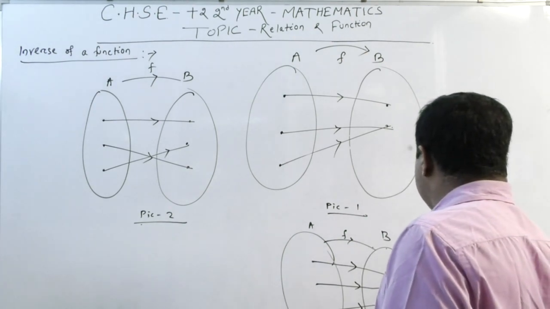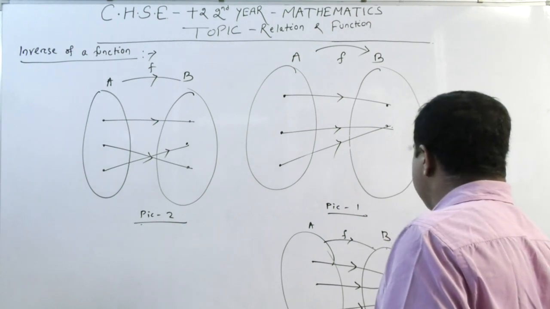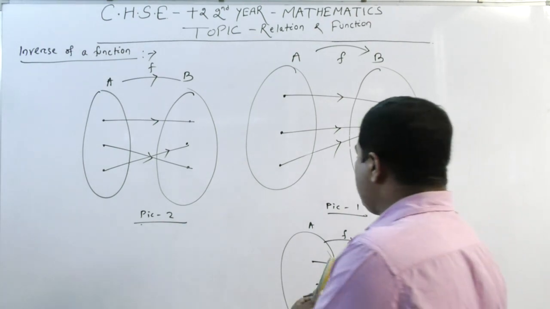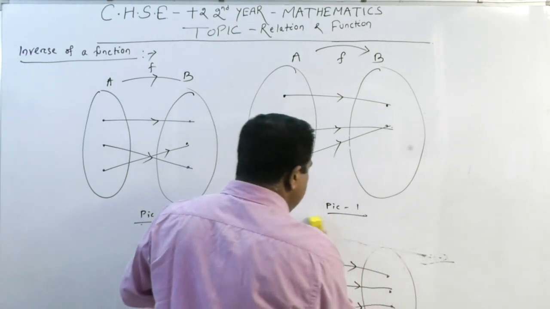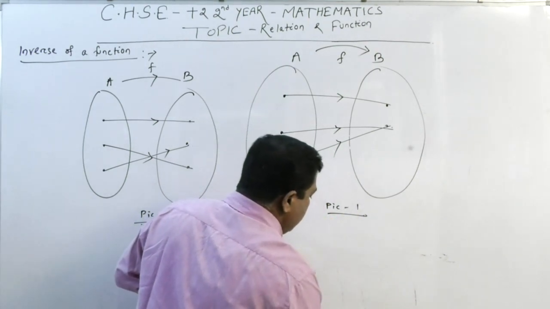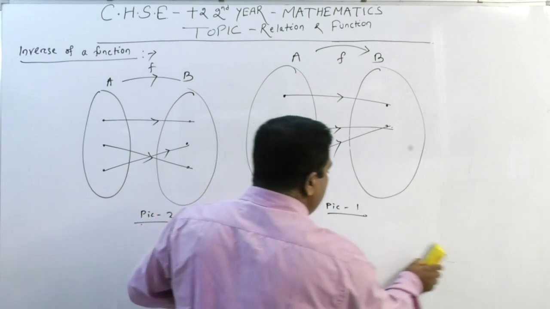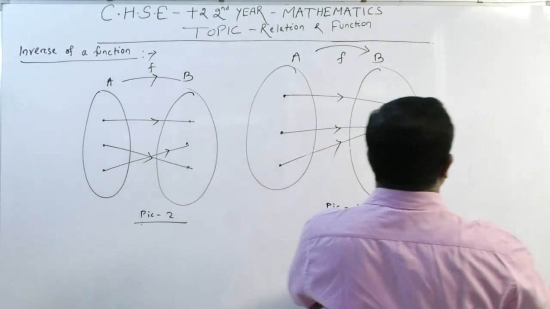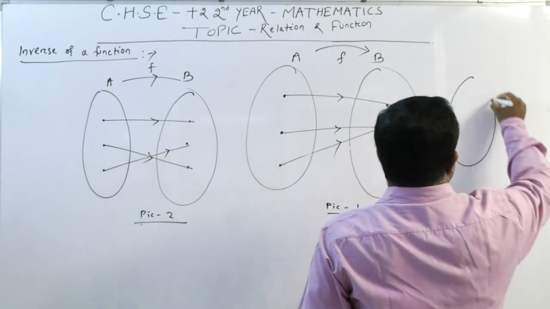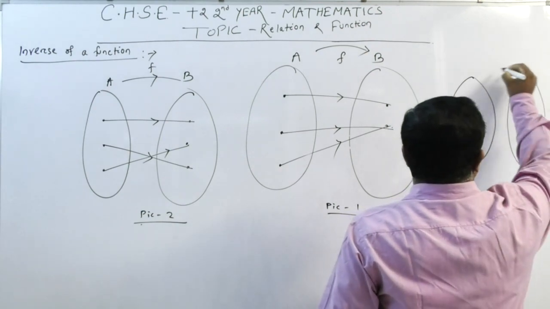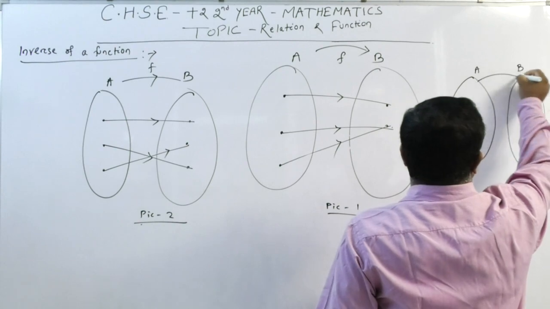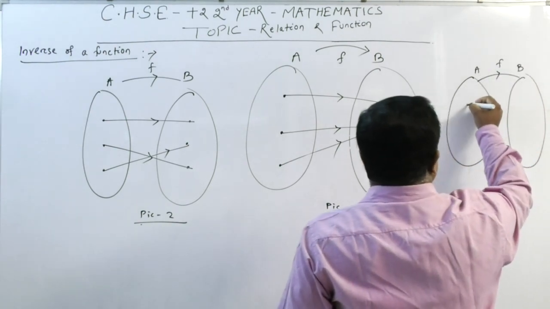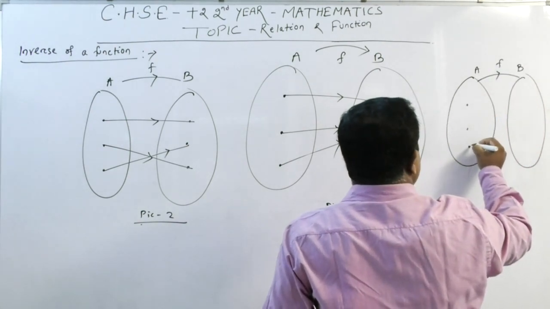This type of pictures can be defined. Yes or no? So for your clarity, I am showing it. Picture 3 can be represented. I am showing it in the upper side of the board. Okay, you see I am showing it here. Suppose this is set A and this is set B. And suppose f is the function from A to B. I am showing it here.